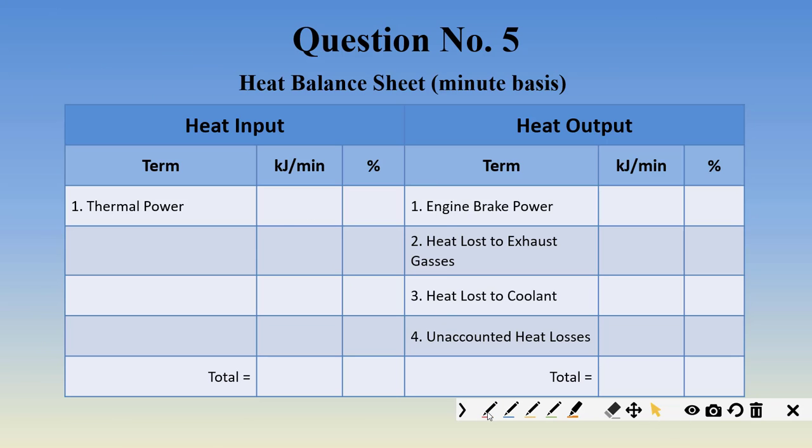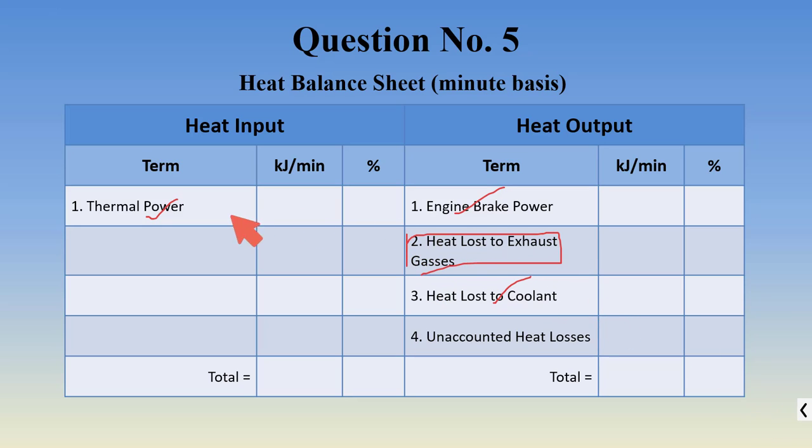Now we will look at the heat balance sheet. Okay. In heat balance sheet, these are the 5 things that we have to measure. Thermal power is easy, mass flow rate into calorific value. Engine brake power is easy, torque into 2 pi n upon 60. Heat loss to coolant is easy, MC delta T coolant. Right. We will look at how heat loss to exhaust gases can be calculated. But first we will take a look at these other 3 things.